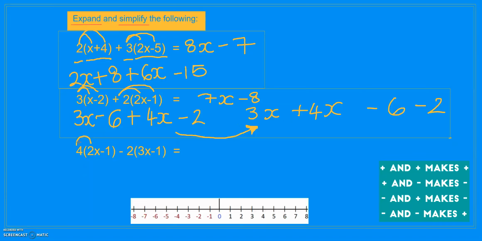4 multiplied by 2x is 8x. 4 multiplied by negative 1 is negative 4. Negative 2 multiplied by 3x is negative 6x. And negative 2 multiplied by negative 1 is plus 2. So 8x minus 6x is 2x. And minus 4 plus 2 is going to be 1, 2. So that's minus 2.